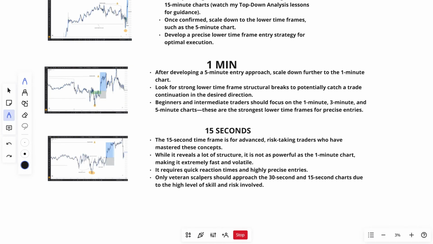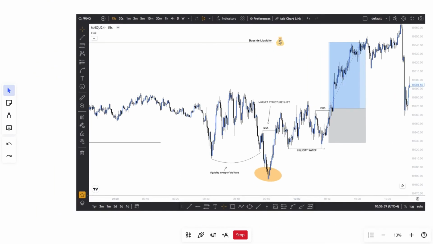Now the 15-second time frame is for advanced risk-taking traders who have mastered these concepts. I truly don't advise beginners or intermediate traders to go on the 15 seconds. The 15 seconds is truly too volatile. You will truly be gambling on the 15 seconds because it's truly fast, and a lot of the times the structure does not hold. While it reveals a lot of structure, it is not as powerful as the 1 minute, making it extremely fast and volatile. So this is the 15-second chart.